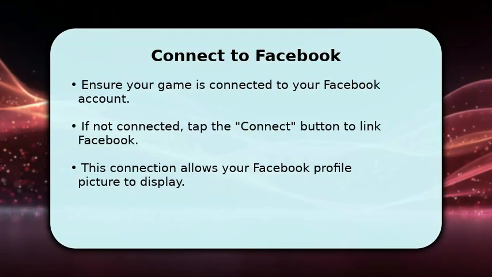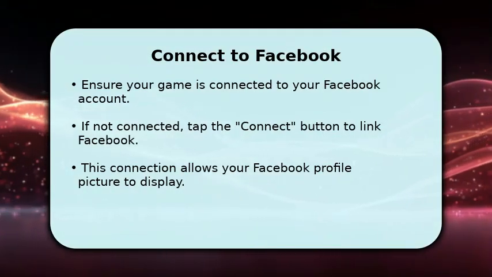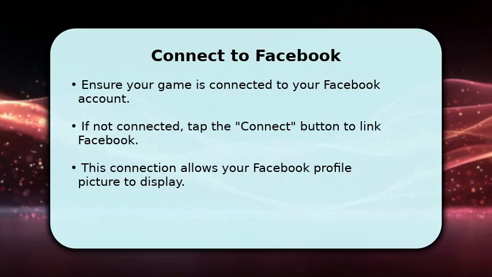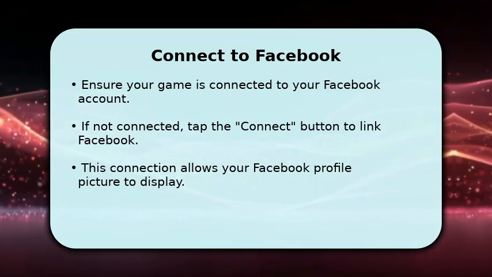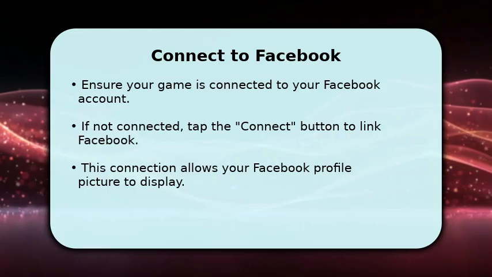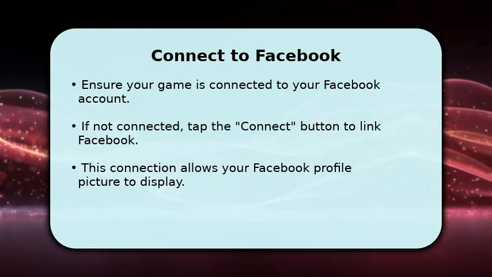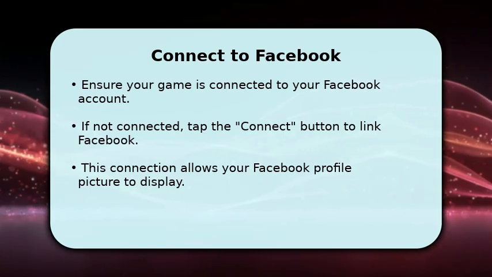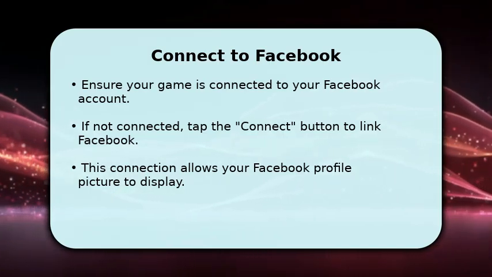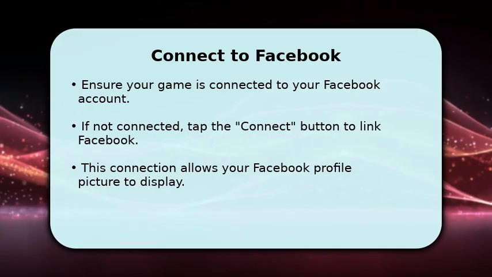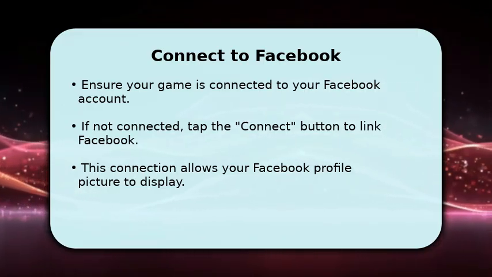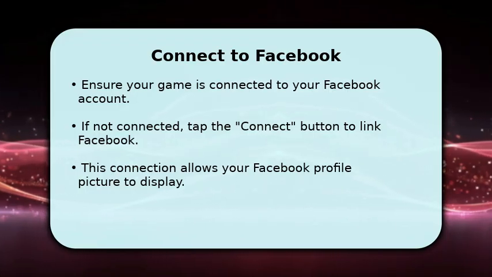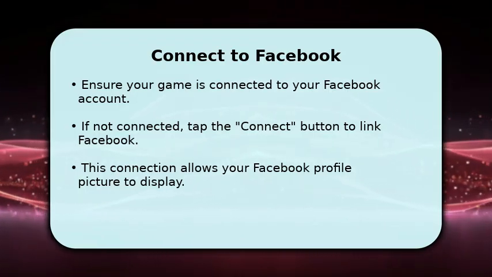To display a custom profile picture in Candy Crush Saga, your game must be linked to your Facebook account. If you haven't already, navigate to the settings menu and find the option to connect to Facebook. Tap the Connect button and follow the prompts to authorize the link. This crucial step allows Candy Crush Saga to access your public Facebook profile picture. Without this connection, the game will use a default avatar, so ensure you complete this process.